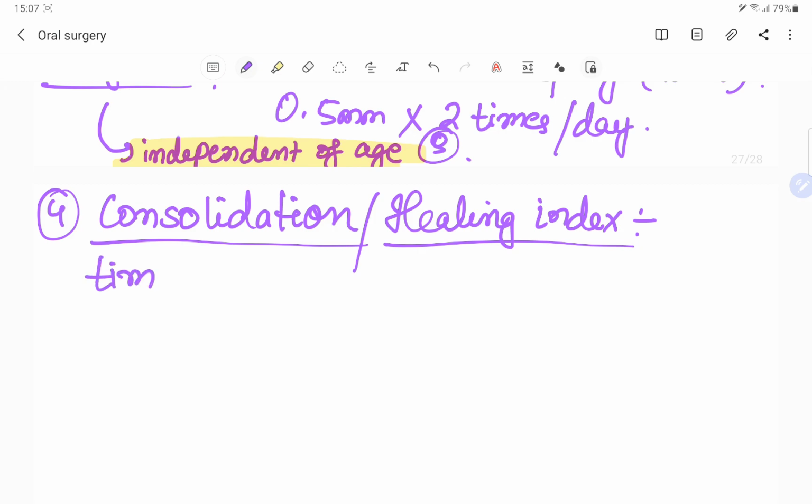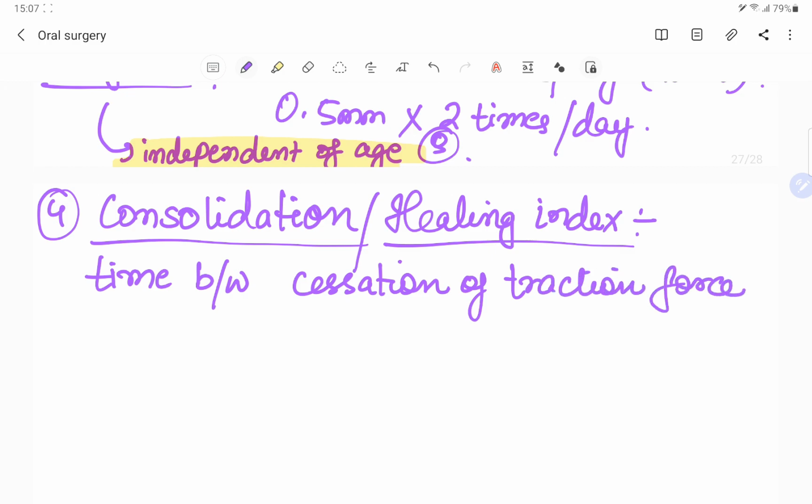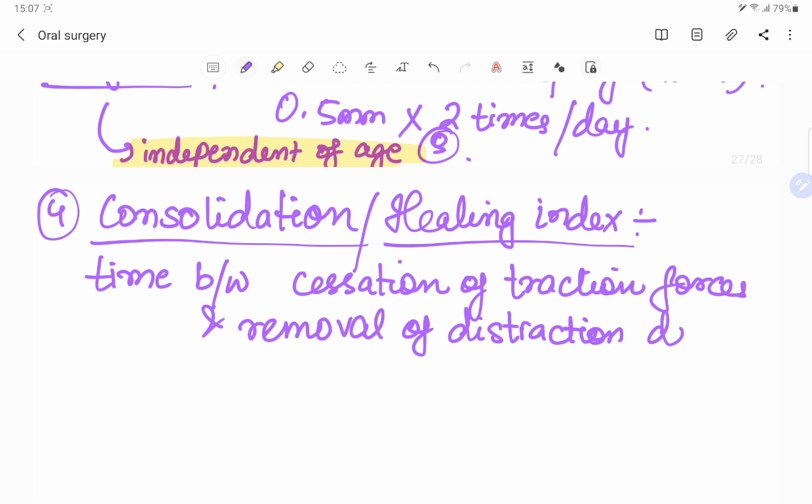So let me just write over here the time period between the cessation of the traction forces and the removal of the distraction device. Once we achieve the desired length which we want with the fixator, then we keep it in its place, right? So this time period is known as the consolidation phase because we want this woven bone to calcify.